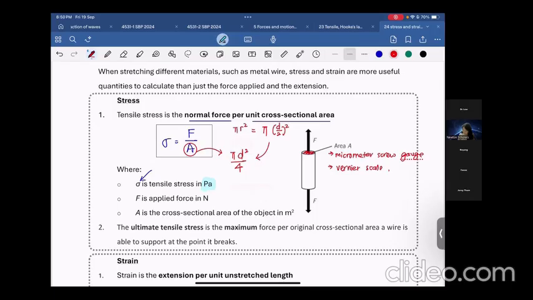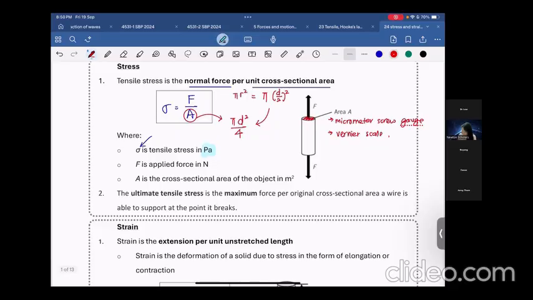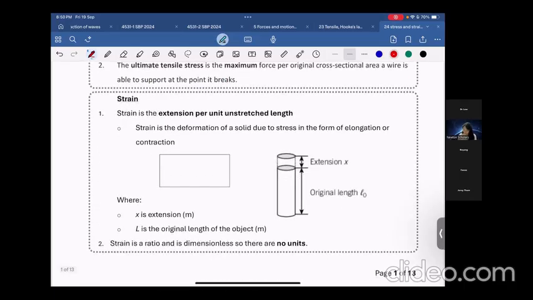Tensile stress is the maximum force per original cross-sectional area that a wire is able to support. So this is stress. Strain is extension per unit unstretched length, that means the original length. The formula for this is like this. The strain symbol equals the extension divided by the original length. Write down.